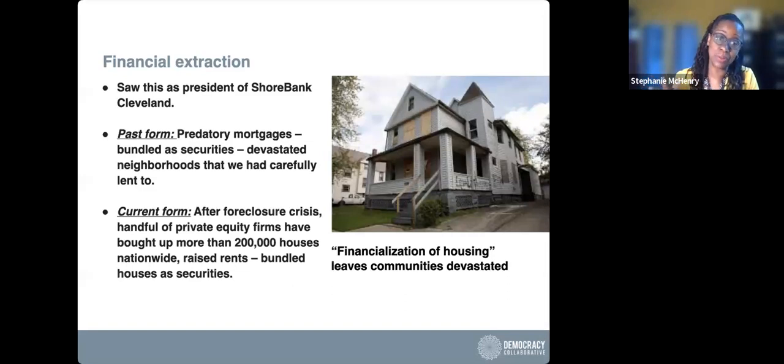What it looks like now, after all the various economic challenges we've had, there are a lot of foreclosures out there, and now private equity firms are buying up these houses, right? And again, with the idea to maximize profit by raising rents and not really taking care of the properties, bundling them as securities. So again, we see it coming in now as a second wave. But what is the alternative? Let's go to the next page.